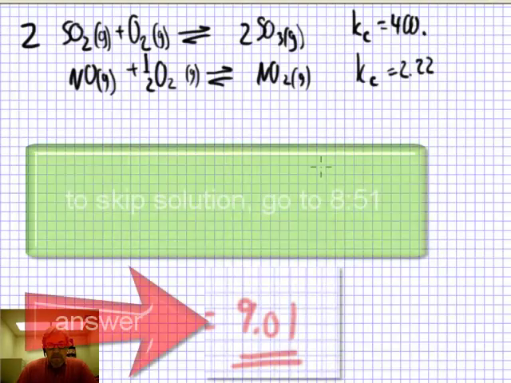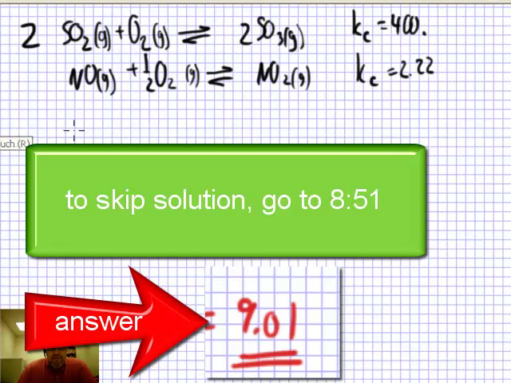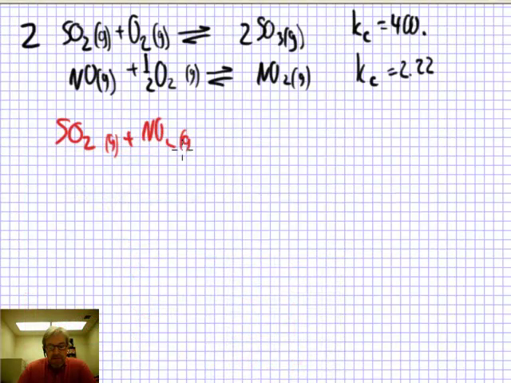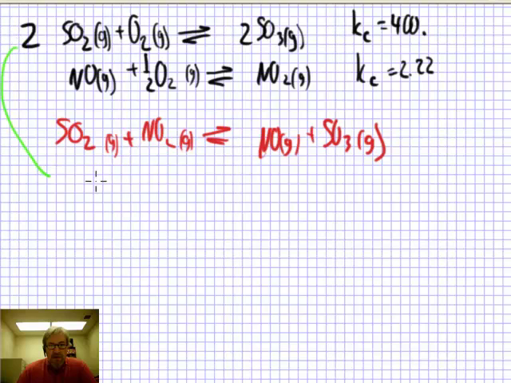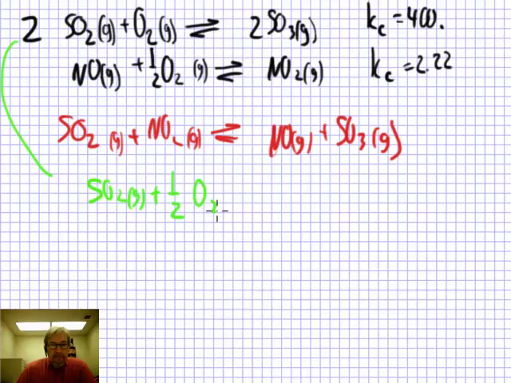Well, here are the original reactions reproduced here, and our target reaction is SO2 gas plus NO2 gas in equilibrium with NO gas and SO3 gas. So using this top equation here, I can see that I can leave it in the same direction that it's going, but I need to change the coefficients. I need to reduce them by half. So I'm going to take the first equation here and rewrite it as 1 SO2 gas plus 1/2 O2 gas in equilibrium with 1 SO3 gas.